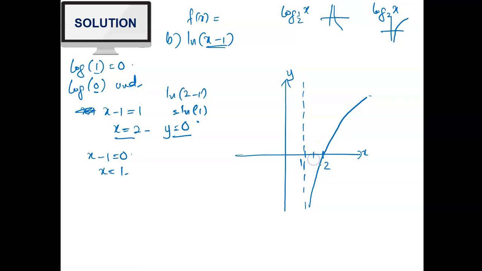Let's find one here. Just assume a value of x, take 1.5. Natural log of 1.5 minus 1 is natural log of 0.5, or 1 over 2. And natural log of half, again, is negative 0 point something. So when x equal to 1.5, the value of the whole function is negative, down here. So this is the function f(x) equal to natural log of x minus 1. So what is the domain of this function?